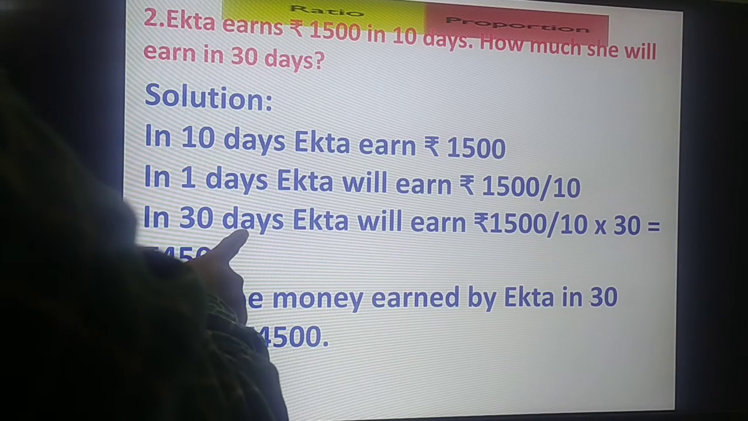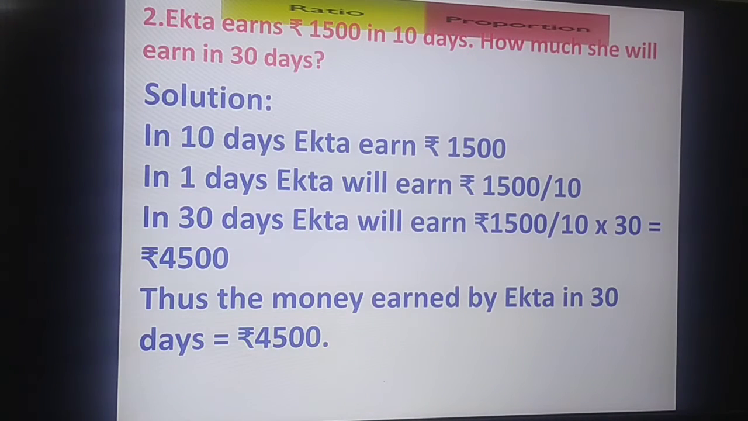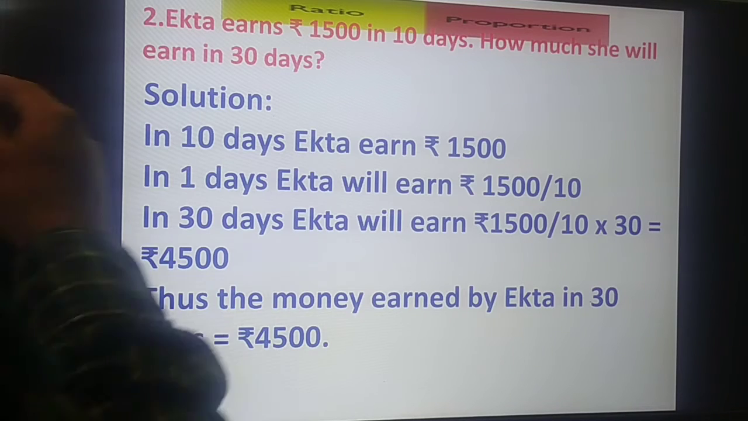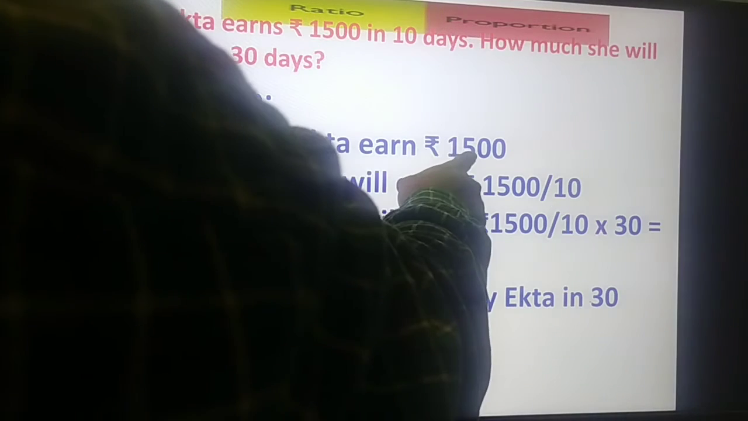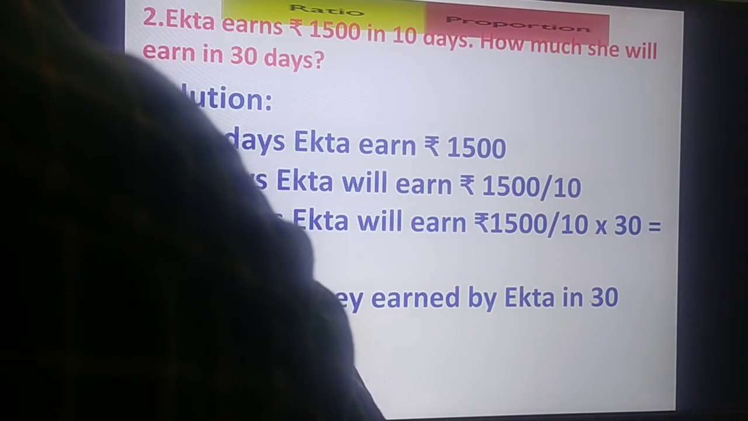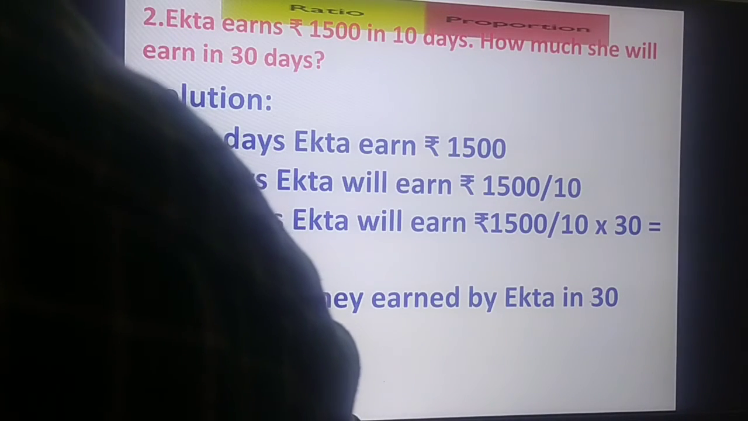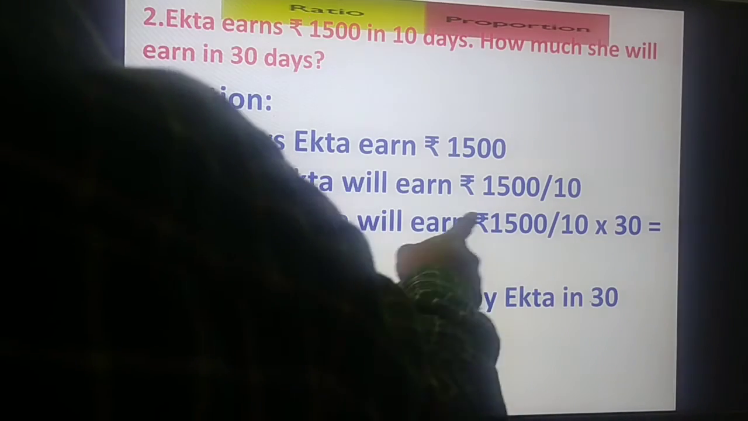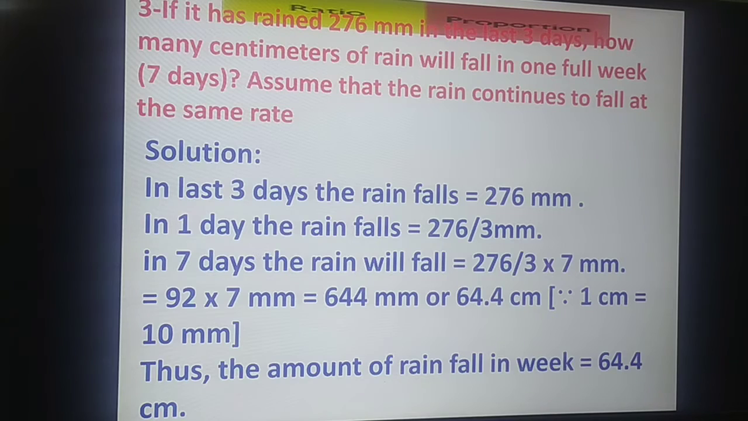And therefore Ekta's earning for 30 days is that multiplied by 30, which gives rupees 4500. Again I am telling you, Ekta's earning for 10 days is 1500, so her earning for 1 day is 1500 divided by 10, that is 150. So her earning for 30 days is 150 multiplied by 30, which equals 4500 rupees.